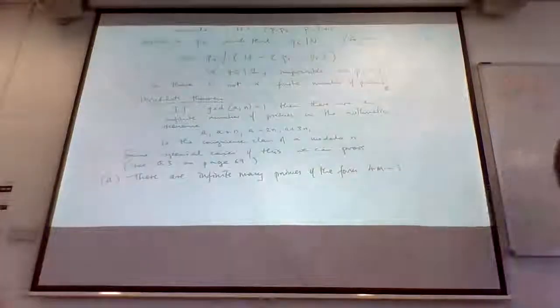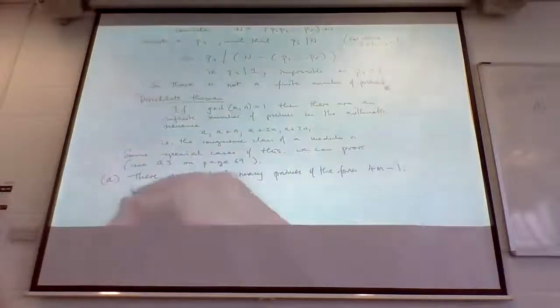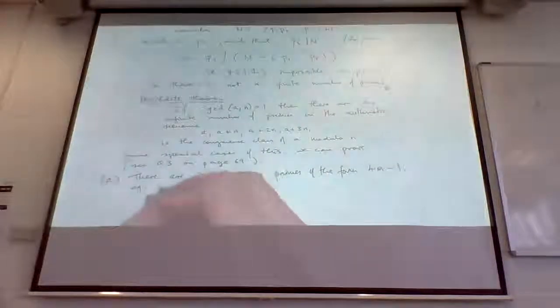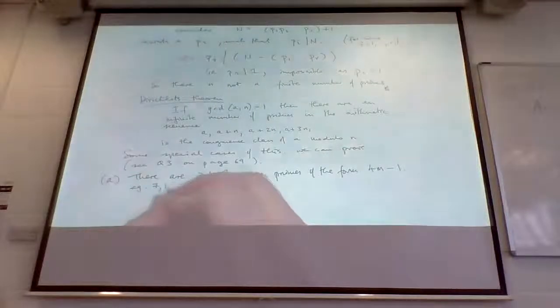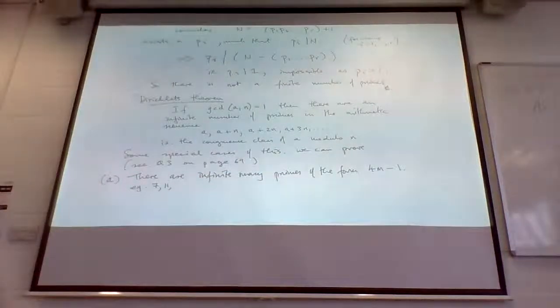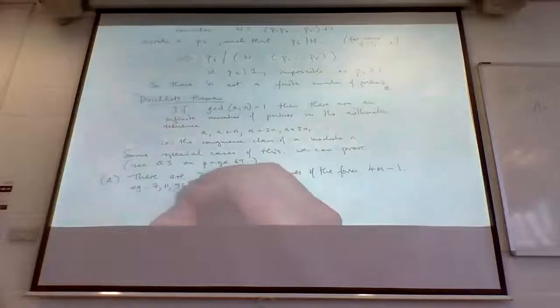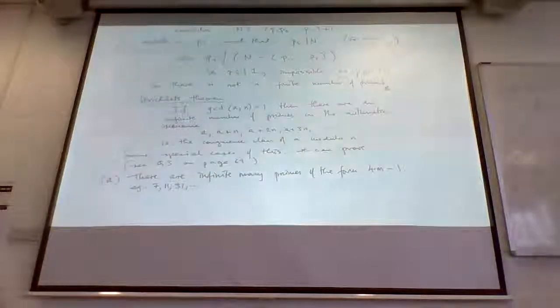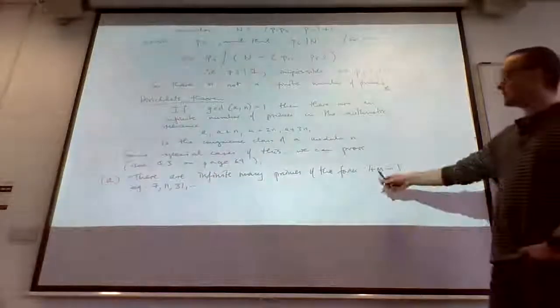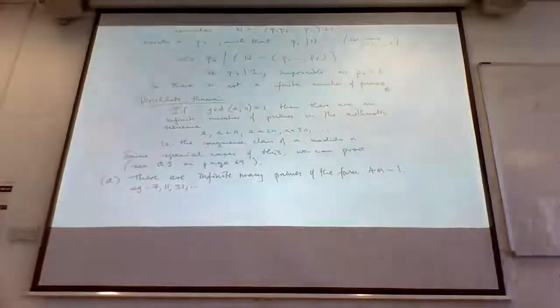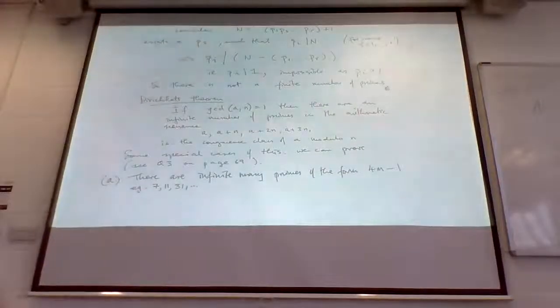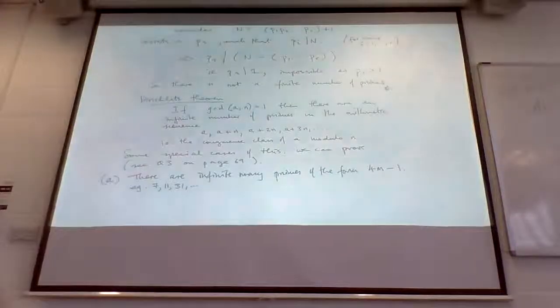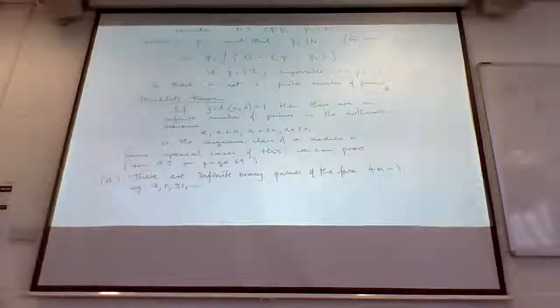Now we certainly know a few primes of that form. 7 is of that form, 11 is of that form, 31 is of that form, etc. So there's at least 3 of them, primes that are 1 less than a multiple of 4. But how do we prove it?